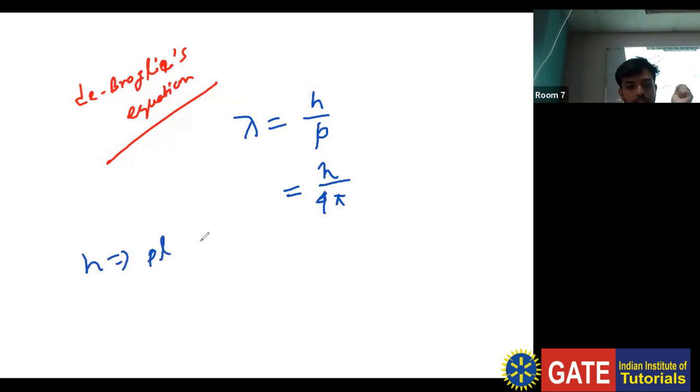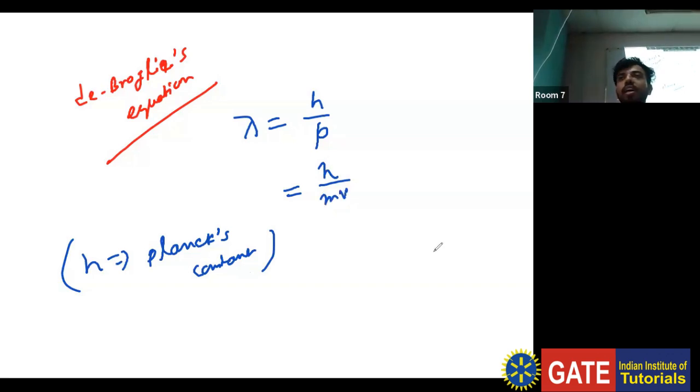What is called de Broglie's equation? Anyone knows? Very easy. Lambda is equal to h by p. Lambda is the wavelength, h is the Planck constant, p is the momentum. What is h? Planck's constant. I have written the value also. H by mv.